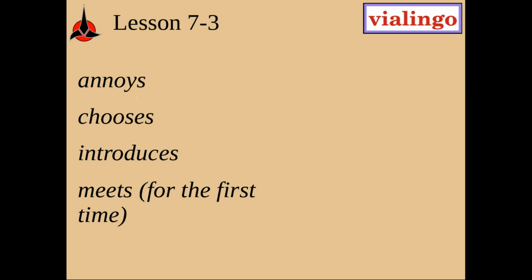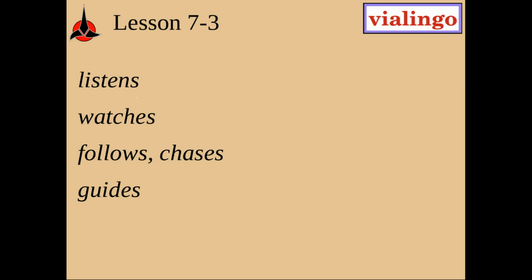Guides. How do you say in Klingon annoys? Nach. Chooses. With. Introduces. Tlha. Meets, as in meets for the first time. Porgh. Listens. Tlha. Watches. Porgh. Follows or chases. Tlha. Guides. Dev.